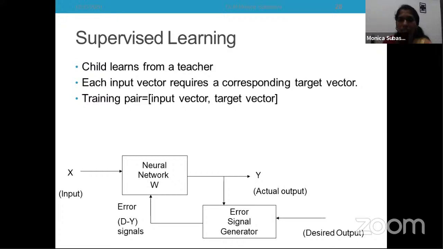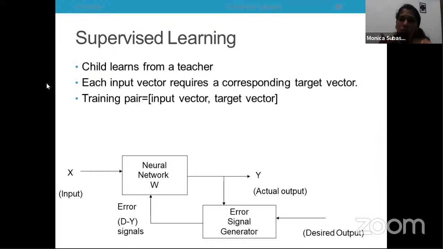The brain is fresh and the information is provided to the student, or to the brain, with the help of a supervisor or a teacher or a parent, right? And that's how the child learns. Similarly, the algorithm or the machine or a network has to be trained because it is fresh and no information has been given. So we need to train it.